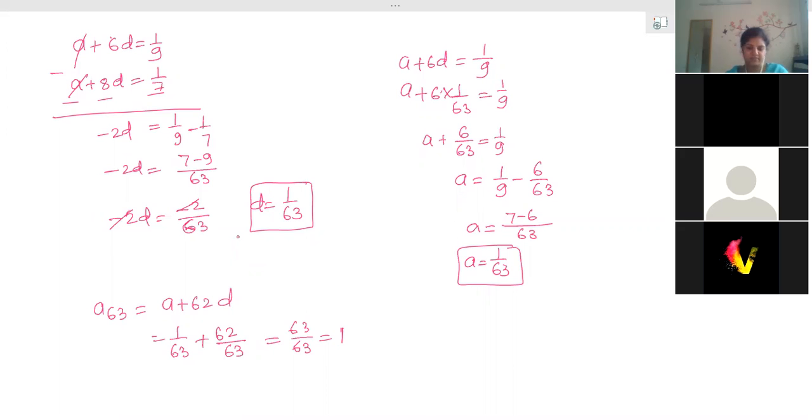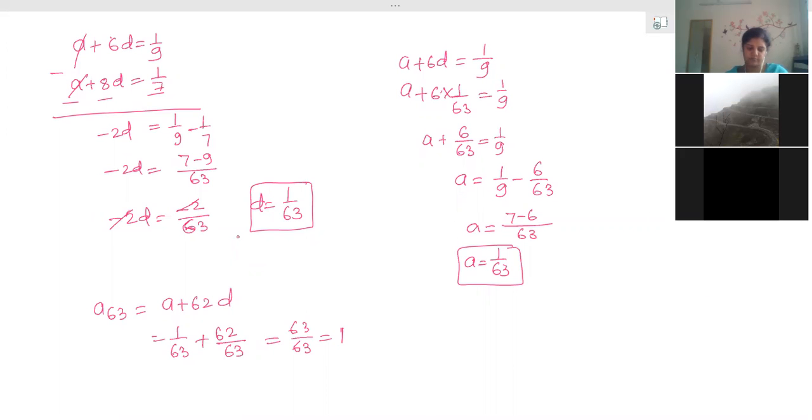How to find out the middle terms? Ma'am, first we find the number of terms that are there. If it is odd, it comes n plus 1 by 2. If it is even, then n by 2 and n by 2 plus 1. Okay, ma'am, understood. Then you are getting the total number of terms as 18. So 18 by 2 is 9, and the 10th term.